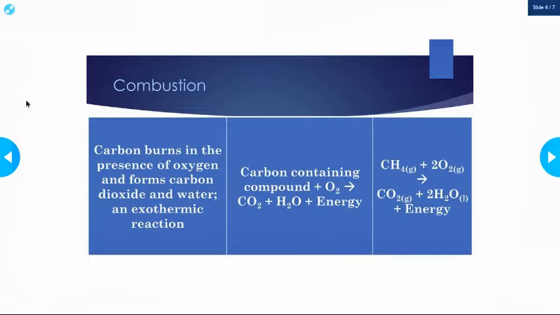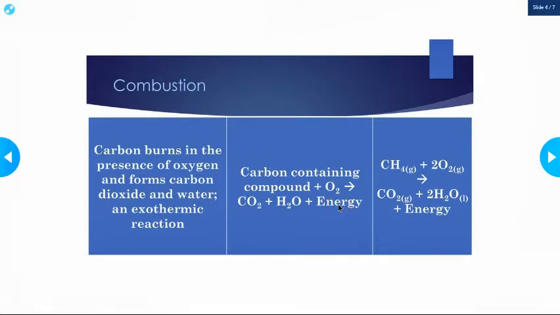The general formula for this is some carbon-containing compound, so any of our hydrocarbons, whether it be an alkane, alkene, or alkyne, and we're going to combine that with oxygen, and then we always get CO2, H2O. And then, like we said, this is an exothermic reaction, so it's also giving off energy.